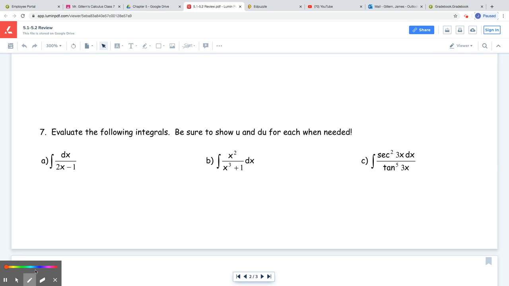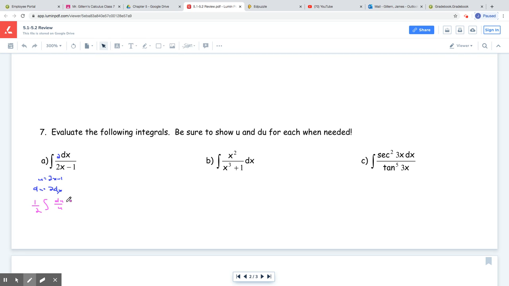All right, so for this first one, the only thing I can think of is we have a fraction. We make the denominator our u. So u is 2x minus 1. We do our du, which is 2 dx. We need all of our du here, so I added a 2, which means I put a 1/2 on the outside because I added the 2 in. Integral of, well, 2 dx is du over u.